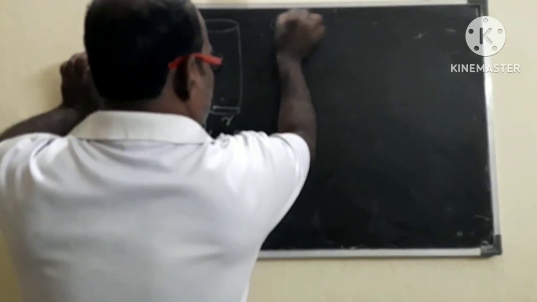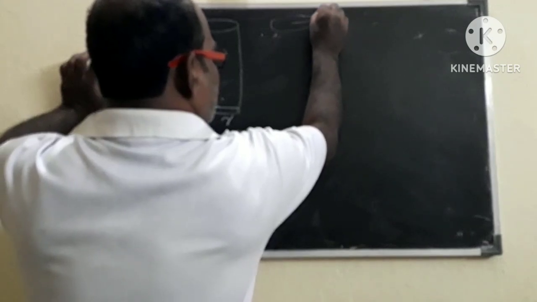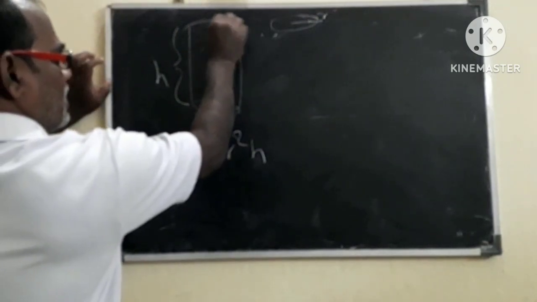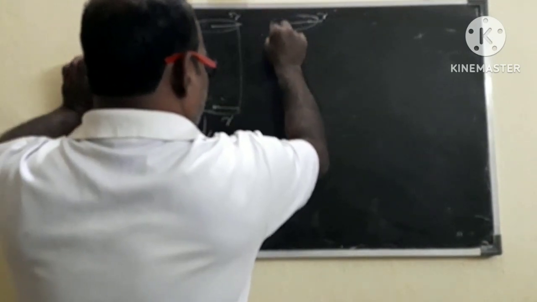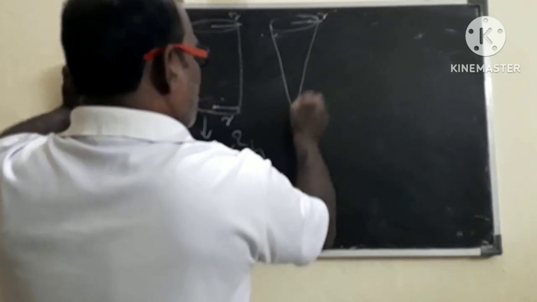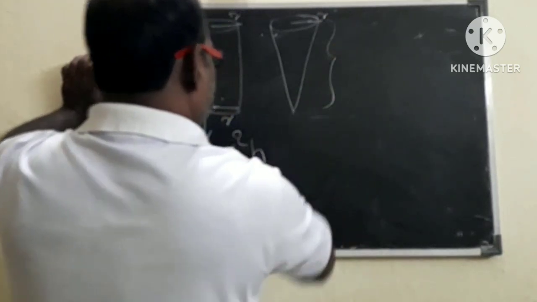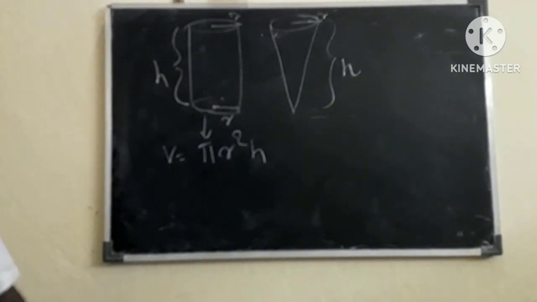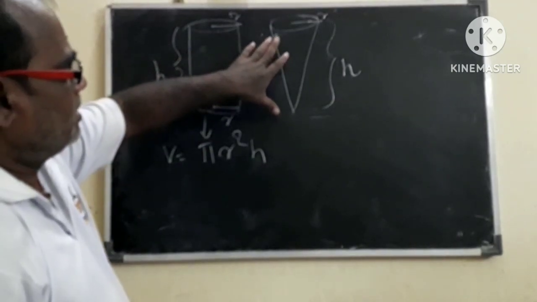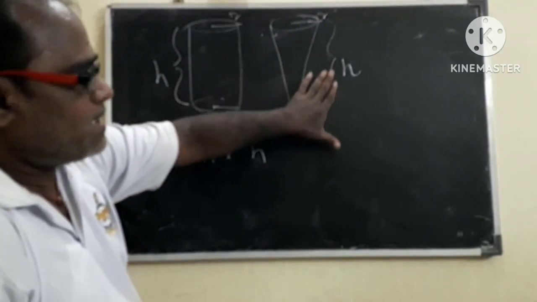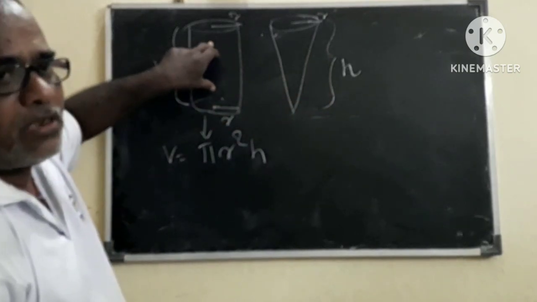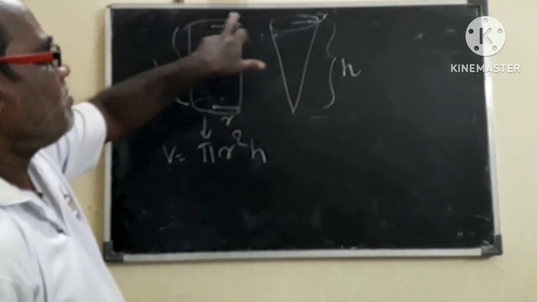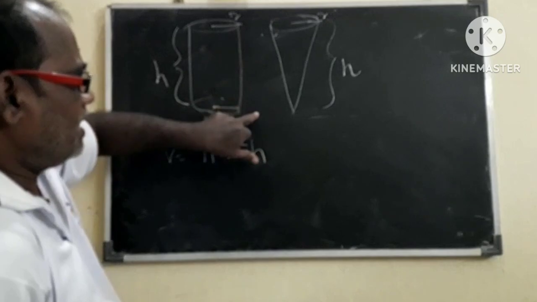Let us take a cone having the same height and having the same radius. That means here also the radius is r as usual. Let us make a cone in this way, in which this becomes the height h. So we have cone on the right side, cylinder on the left side, having the same radius and same height.